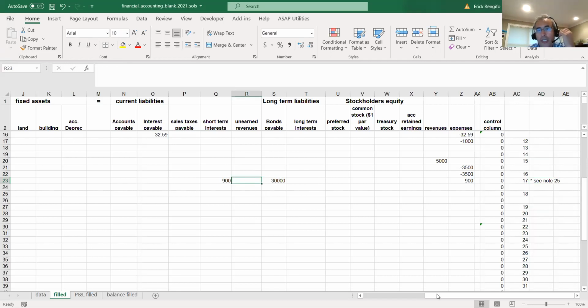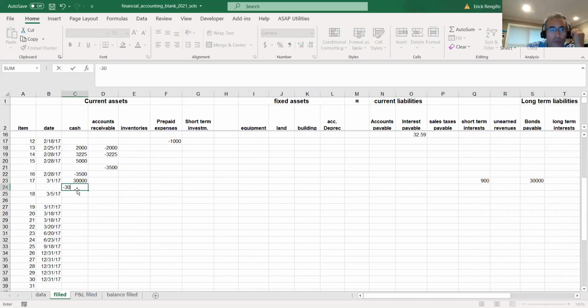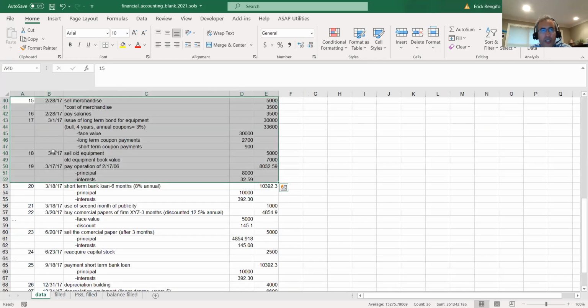Okay, so this part here is okay, but then it comes, I need to use this one here for what? To buy equipment. So then I do $30,000, come to add $30,000 in equipment. Okay, so this is a complete transaction. Questions? This is a really interesting one, so you need to pay attention.